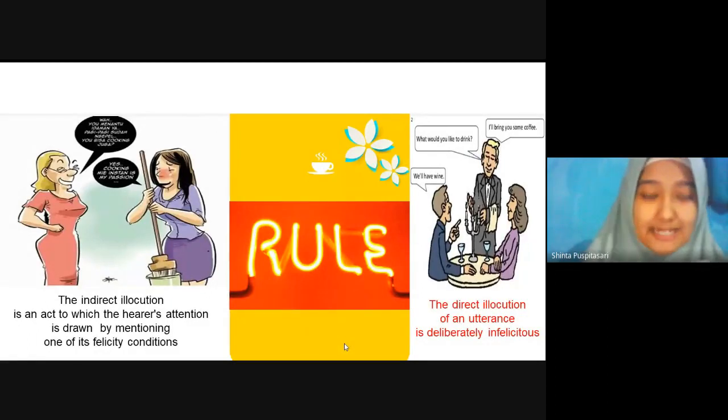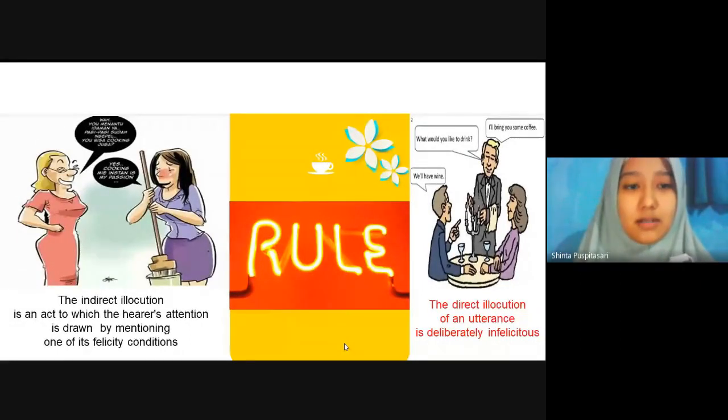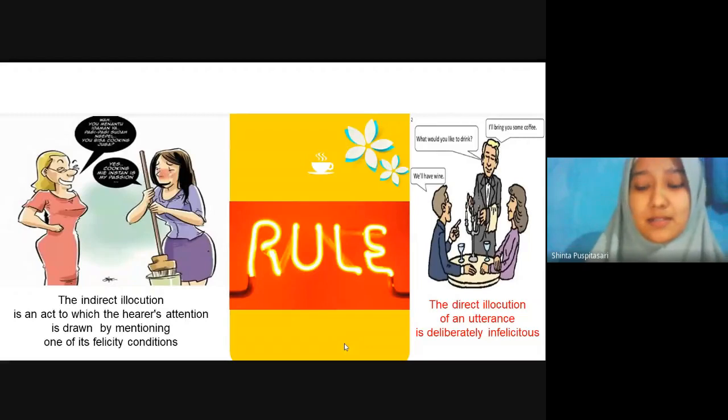So, it means that the speaker, the pink one, is asking the hearer about the condition of the hearer. And then, the indirect illocution of an utterance is deliberately infelicitous.